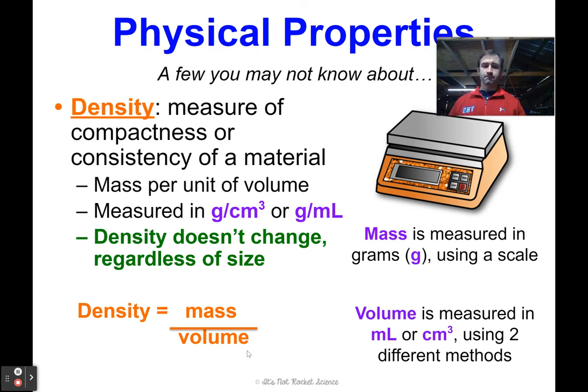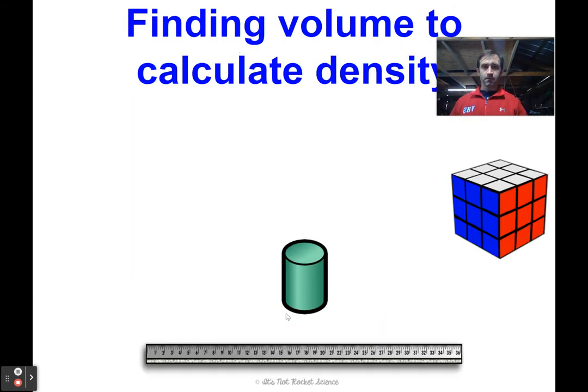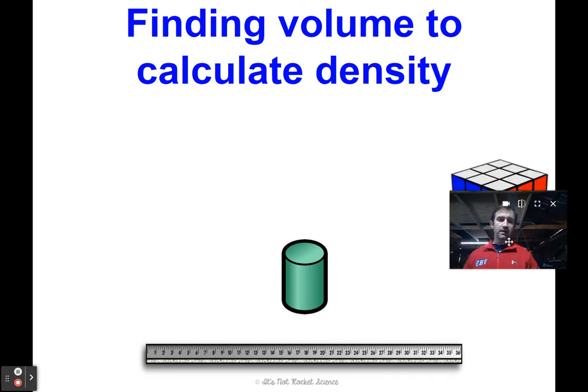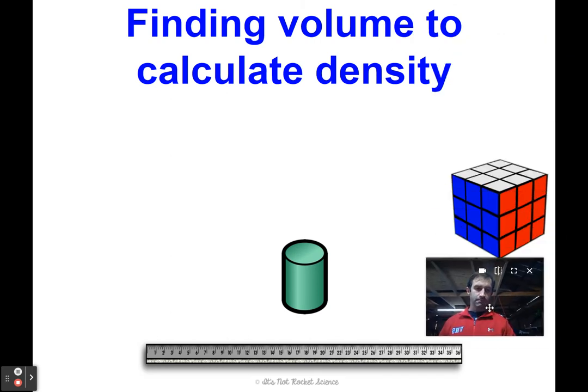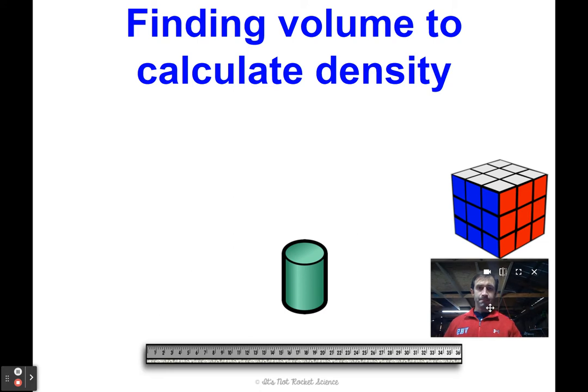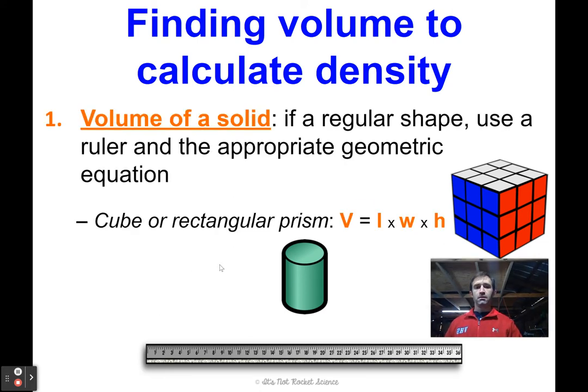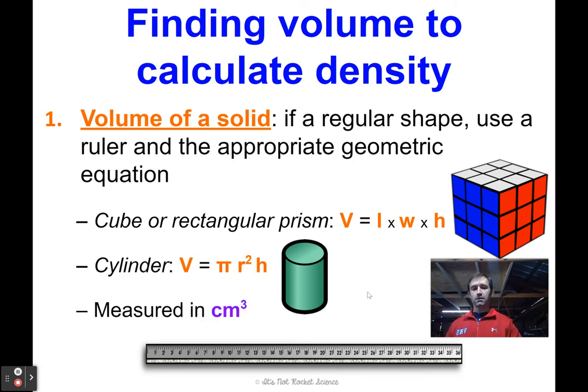Look at that. It says finding volume to calculate density. This was the math I was talking about. The main thing we're worried about, guys, is a rectangular prism, a square, a rectangle. No big deal.